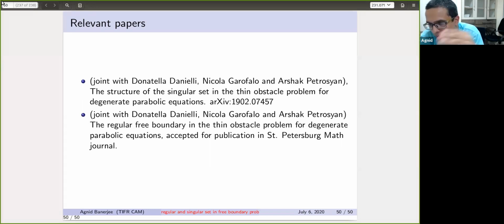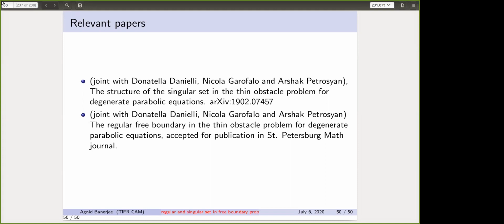For us, it's more like a variational inequality, and then we want to understand how much regularity, or how much analysis, you can develop in this context. Okay, thank you.